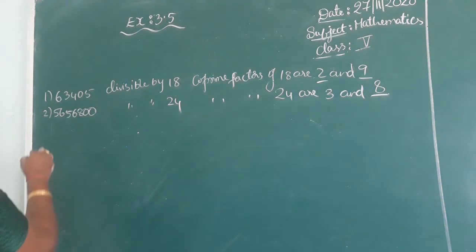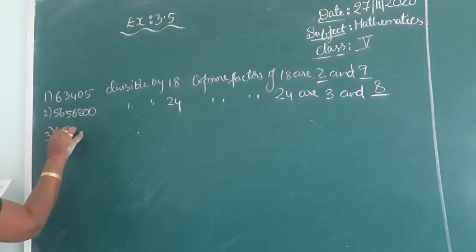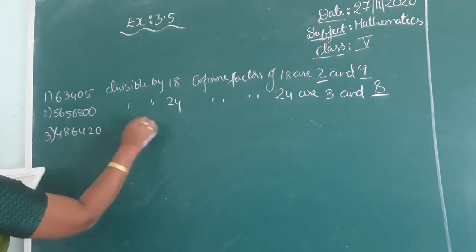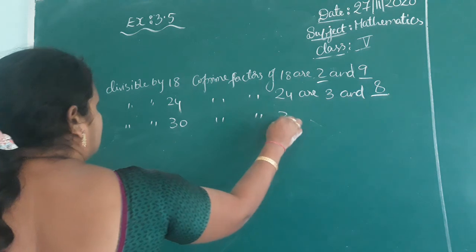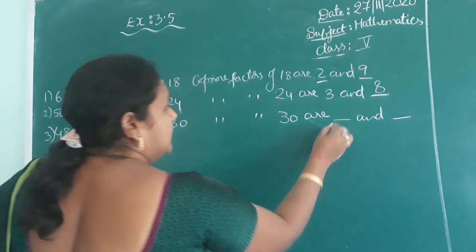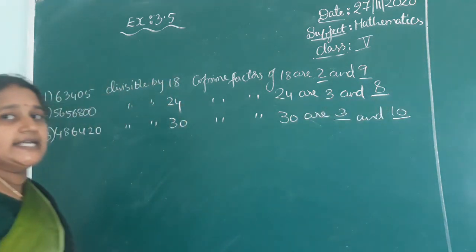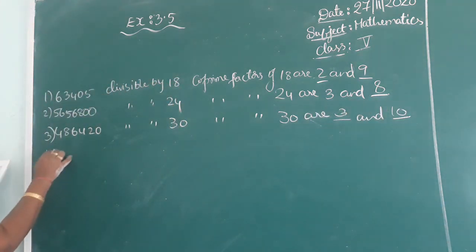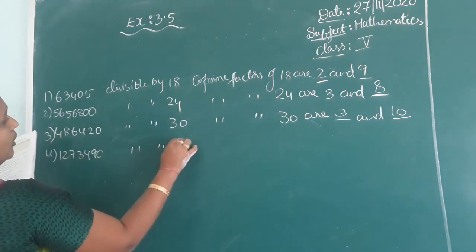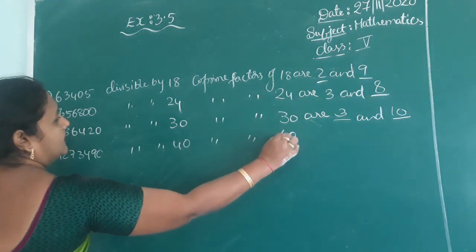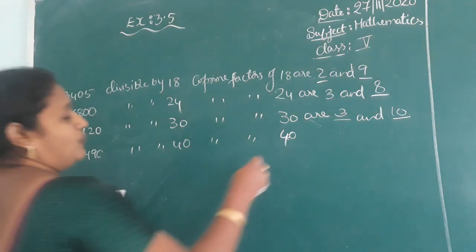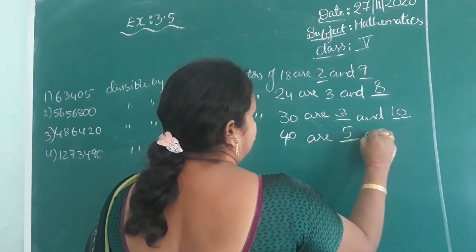Okay, see the third one. Divisible by 30. What are the co-prime factors of 30? Dash and dash. 3 tens, 30. Fourth one, divisible by 40. What are the co-prime factors of 40? 4 tens 40, but 4 and 10 are not co-prime. So the factors of 40 are 5 and 8. 5 8s are 40.